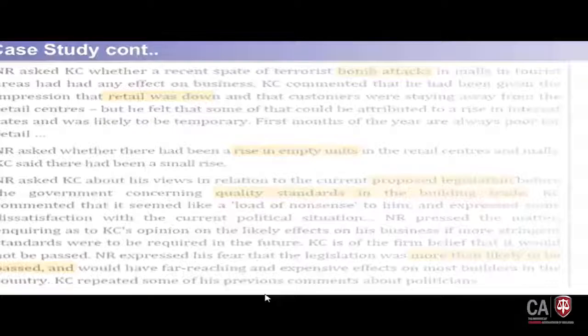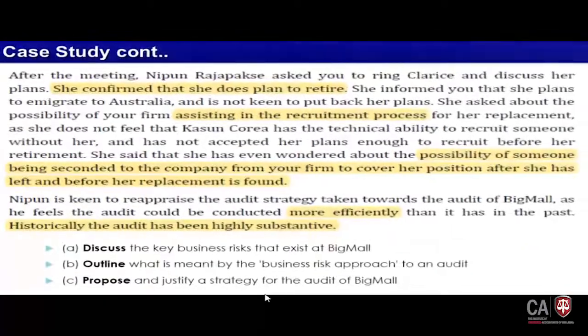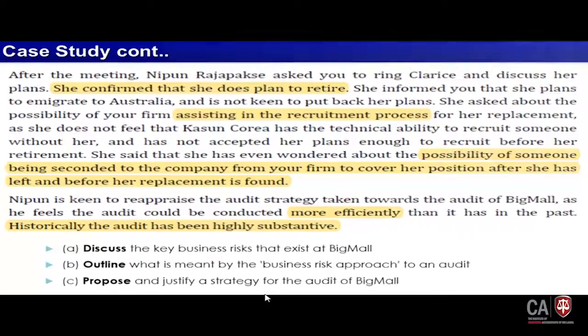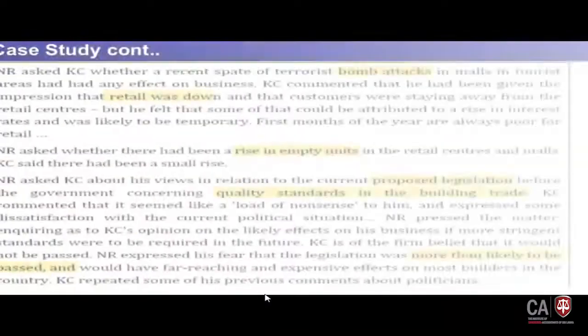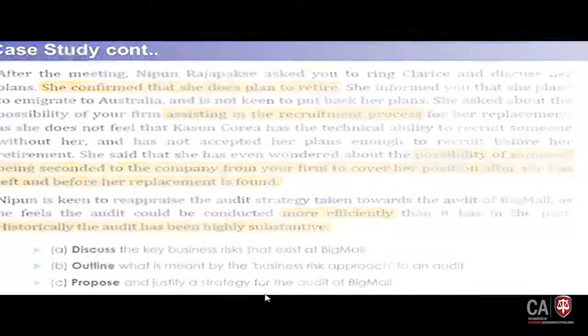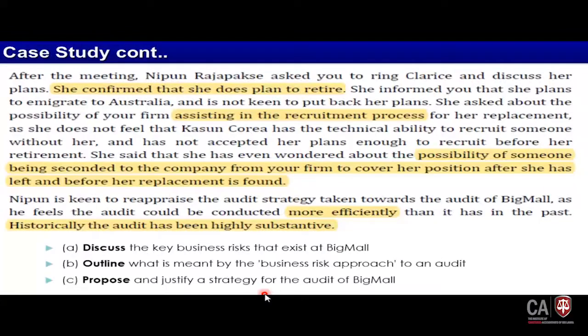Then moving on, the last part of the case study. After the meeting, Nipun asks about the finance director, Clarice, and discusses her plan. She confirmed, because I think somewhere there was a mention in the case study, that she is going to retire, and she informed that her plans are to migrate to Australia, all of that.